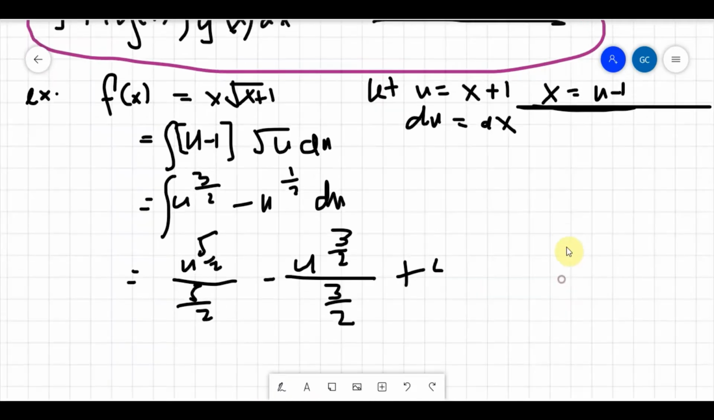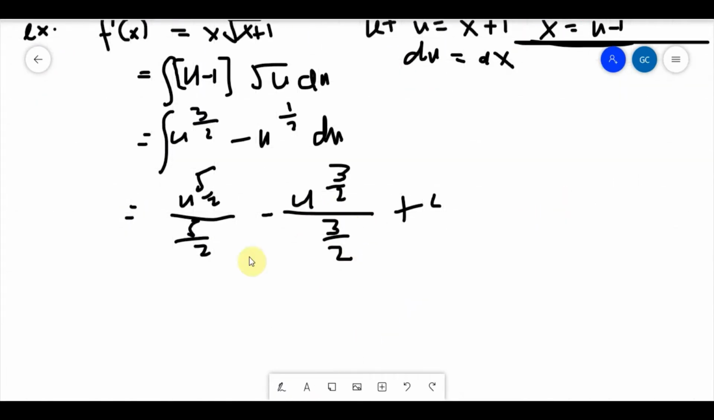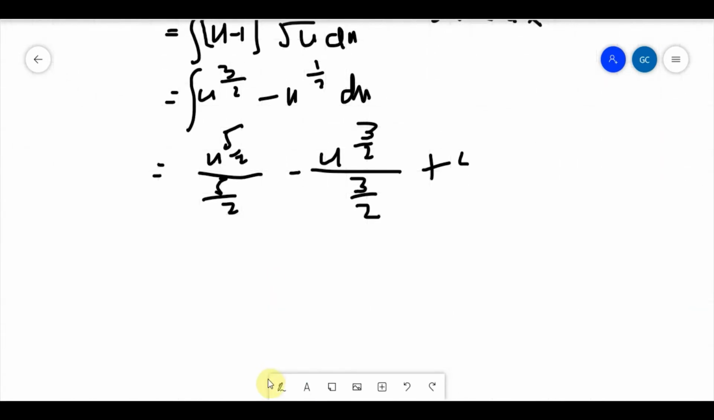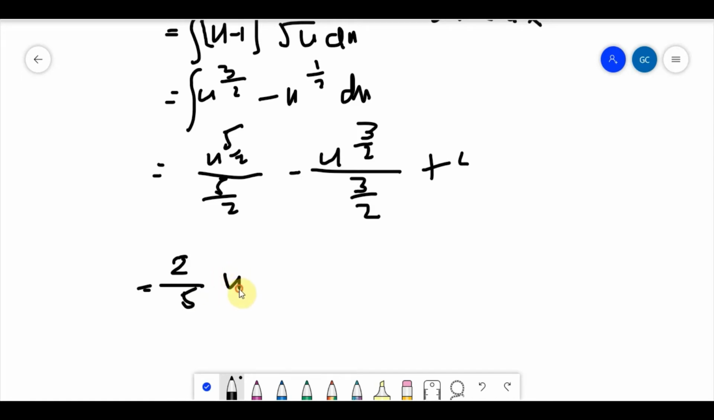Now remember, we're not done yet. We need to get rid of this. If you ask me, that is a pretty ugly looking solution there. So we need to divide 1 by this. If you divide 1 by that, it means it's just 2 over 5 u to the 5/2 minus 2/3 u to the 3/2 plus some constant c.